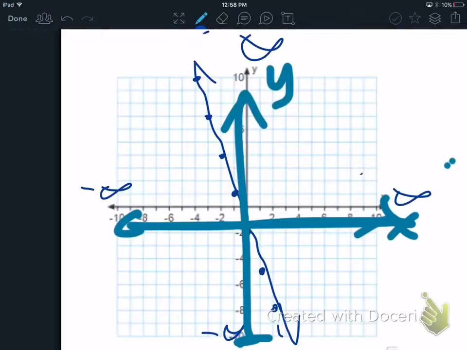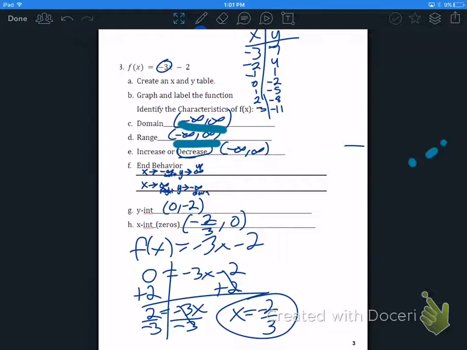It is decreasing. You can look, the line is going down from left to right, and you can look at the slope, it has a negative slope, from negative infinity to positive infinity.